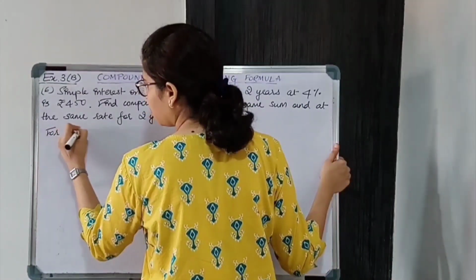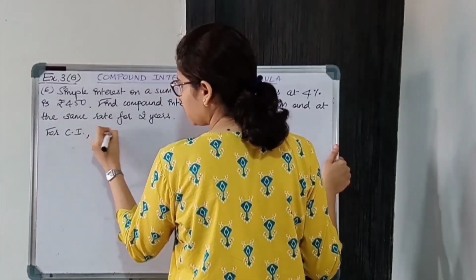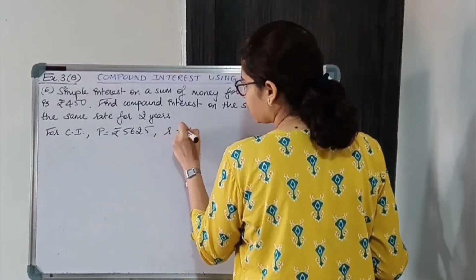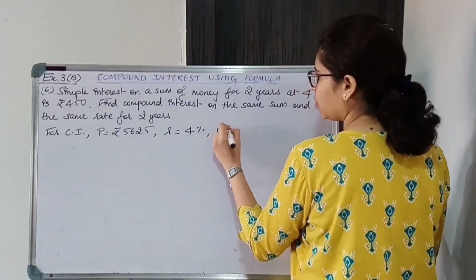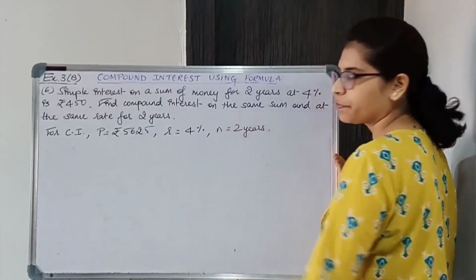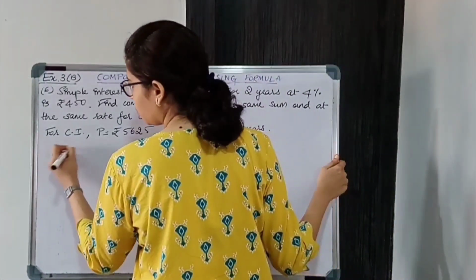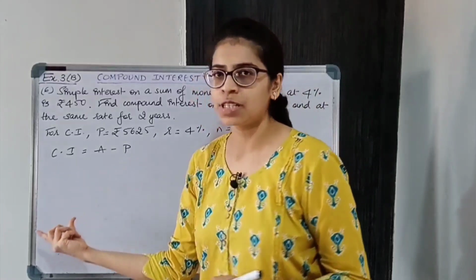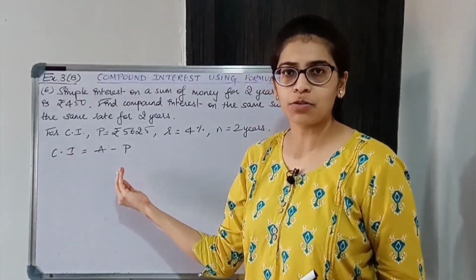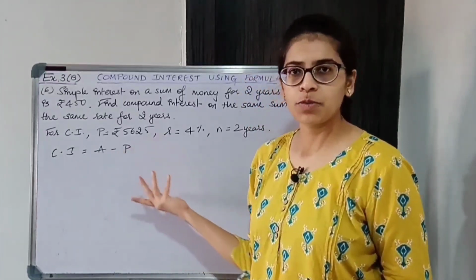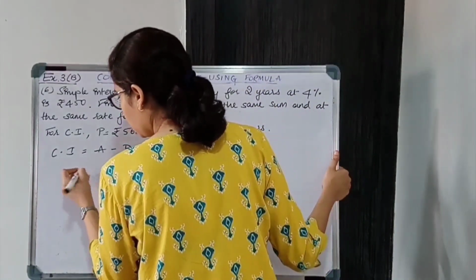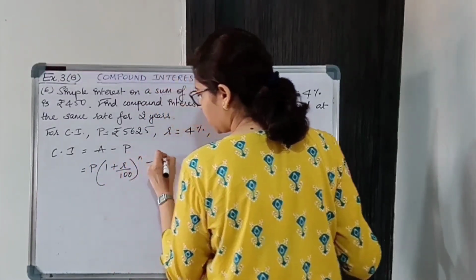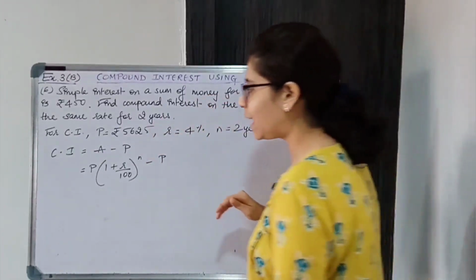So for compound interest, principal is rupees 5625, R is 4%, number of years is 2 years. Now we know compound interest is amount minus principal. You can find the amount first and then find compound interest. Just subtract the principal from the amount. Now using the formula P into 1 plus R upon 100 raised to N minus P. So let's substitute the values.